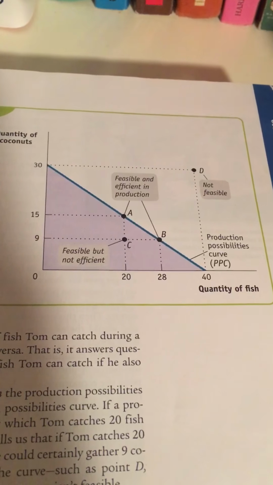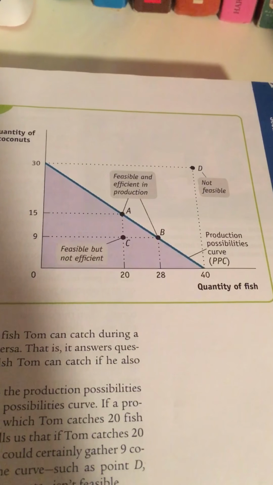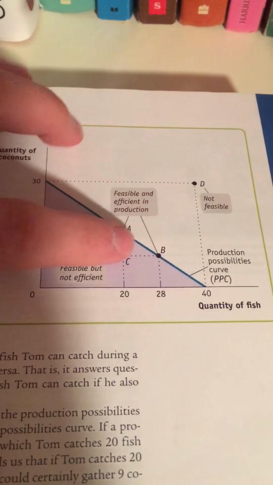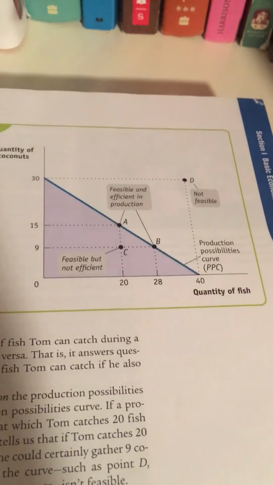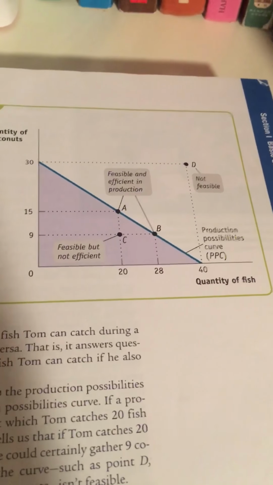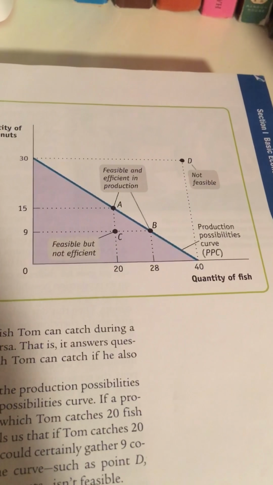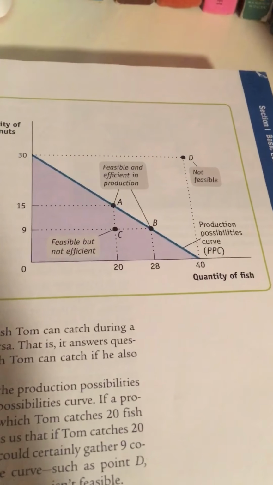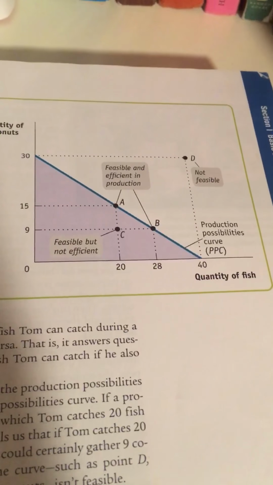If the point is under the curve, like right here, at which Tom catches 20 fish and gathers 9 coconuts, it is feasible, but guess what? It's not efficient.